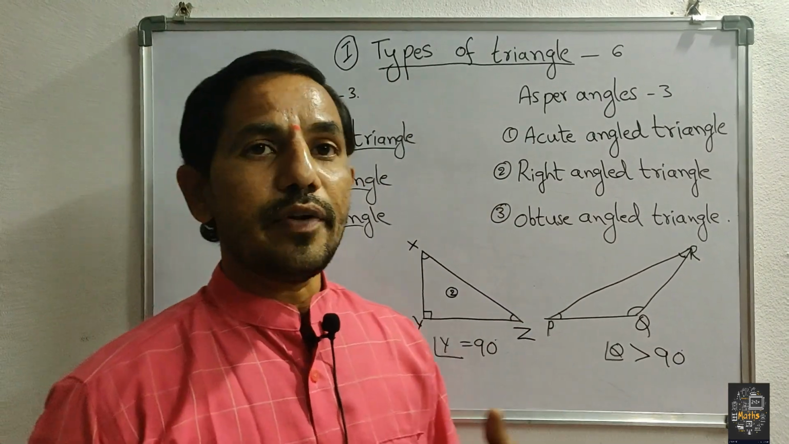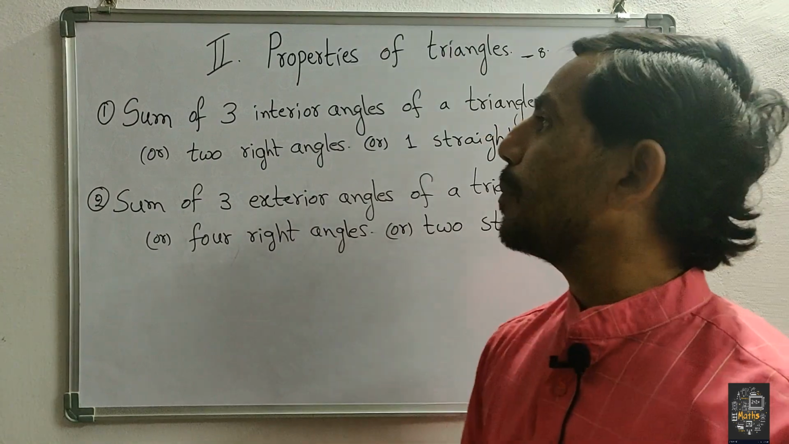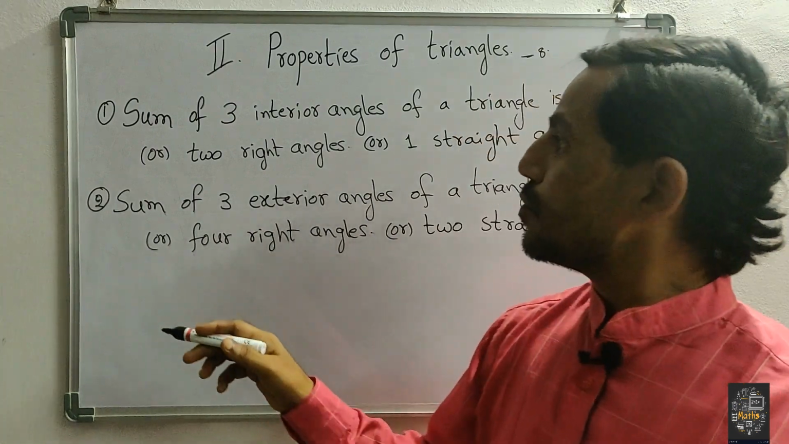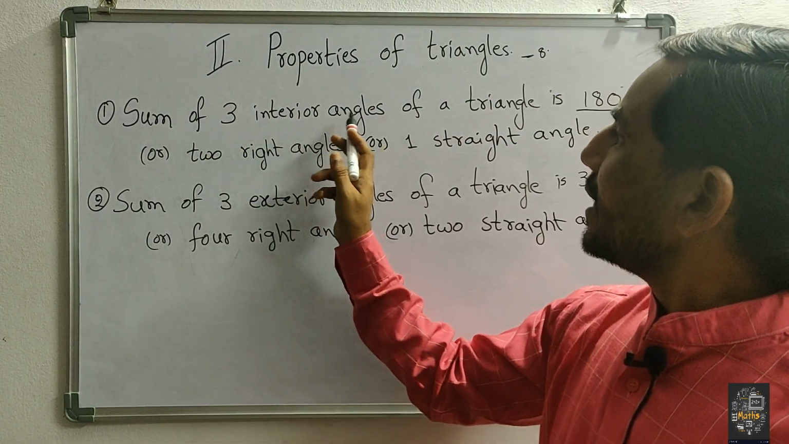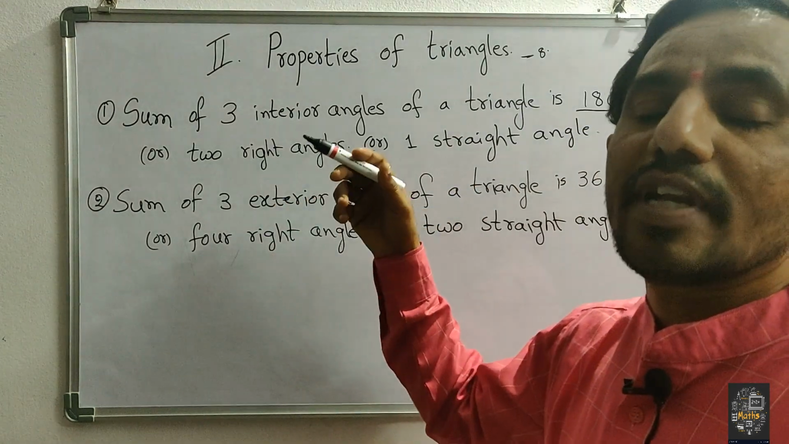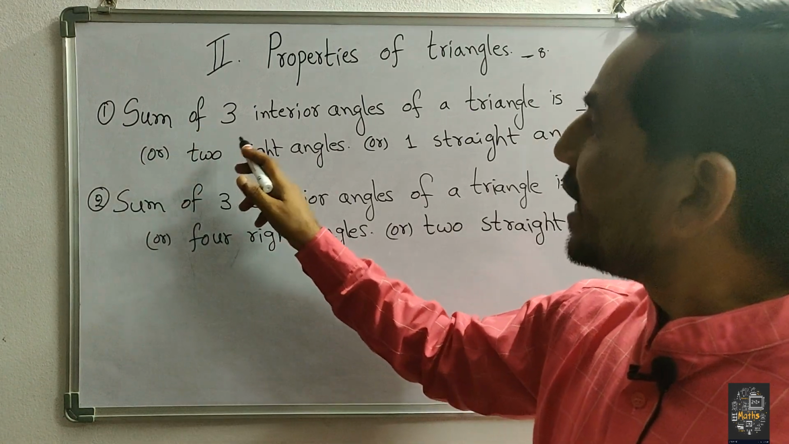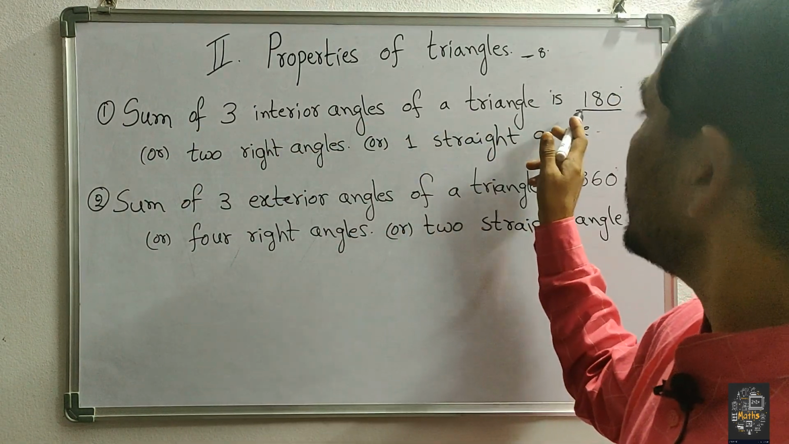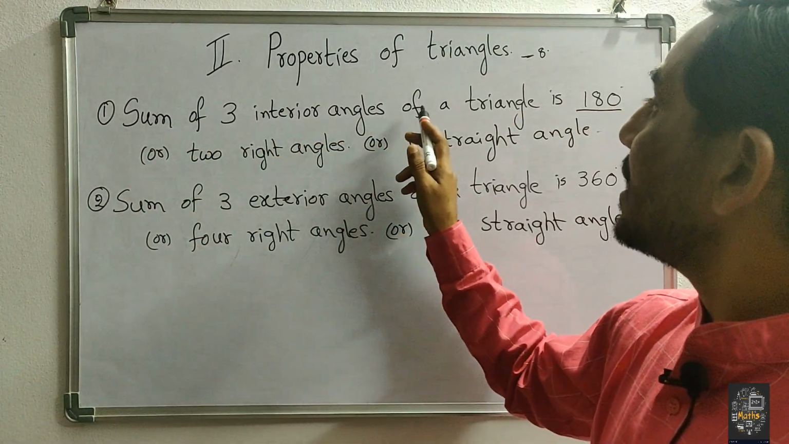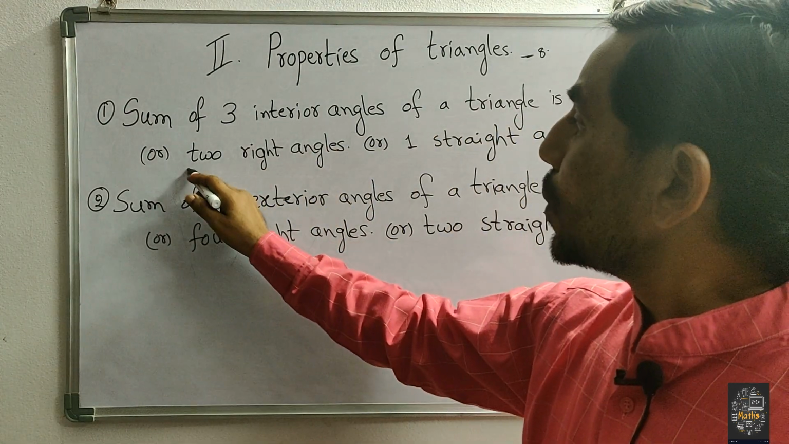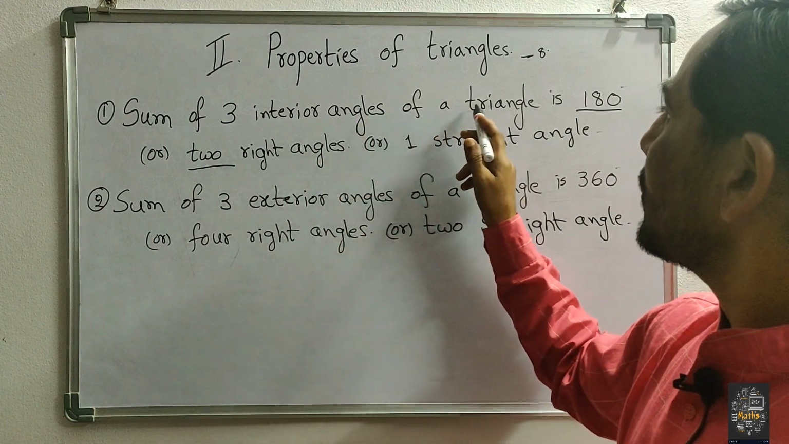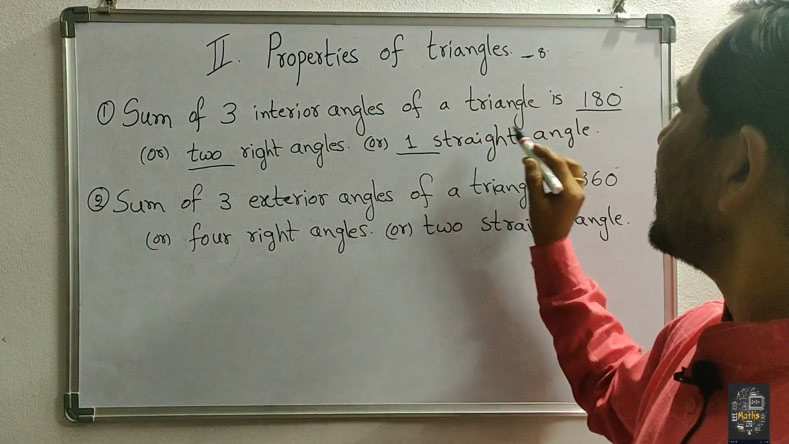Okay, now continuation. Second topic, that is properties of triangles. Total 8 conditions are there. First one, sum of 3 interior angles of a triangle is 180 degrees. Or sum of 3 interior angles of a triangle is 2 right angles. Or sum of 3 interior angles of a triangle is 1 straight angle.